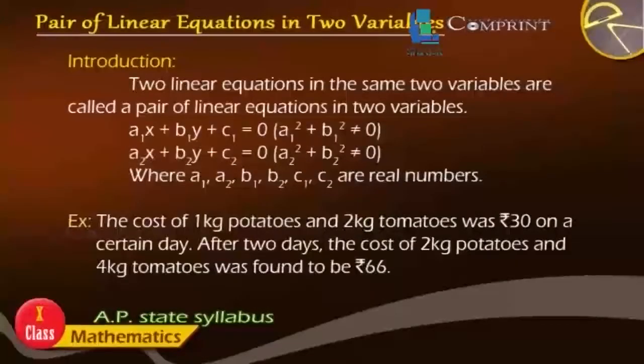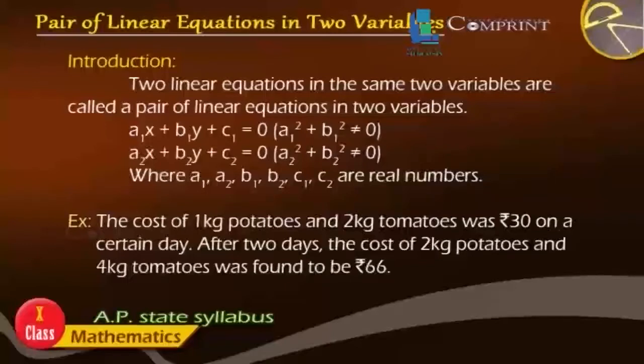Introduction. Two linear equations in the same two variables are called a pair of linear equations in two variables. a1x + b1y + c1 = 0, a1² + b1² ≠ 0; a2x + b2y + c2 = 0, a2² + b2² ≠ 0, where a1, a2, b1, b2, c1, c2 are real numbers.